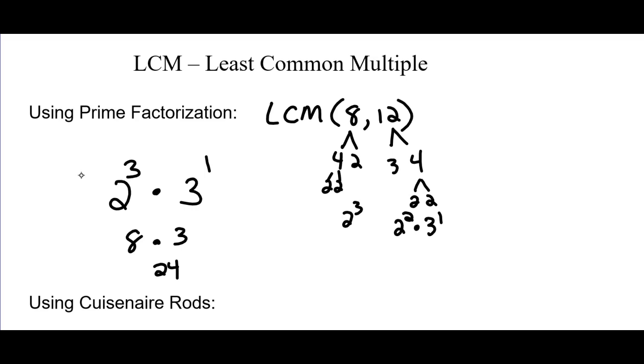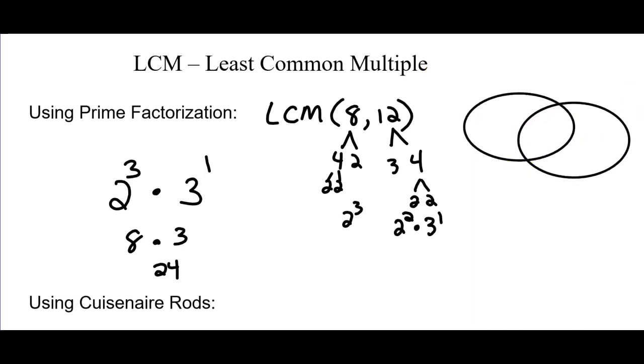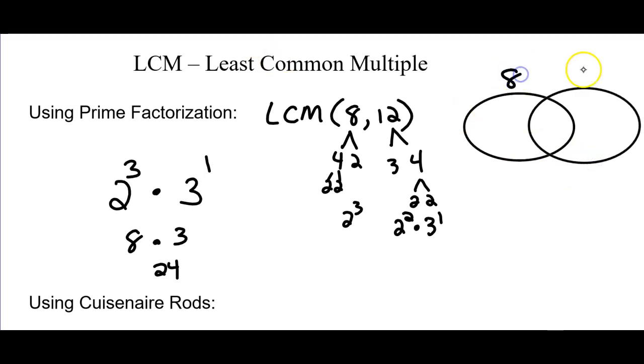Now, if we look at this with the Venn diagram, I think it's a little bit easier. So let's check it out with the Venn diagram. We've got 8 and we've got 12. Here's our prime factorization: 2 times 2 times 2, and for 12, 2 times 2 times 3. They both share a 2. They both share another 2. This 2 is not shared over here, so it goes on the outside. So notice in this bubble, 2 times 2 times 2 is 8.